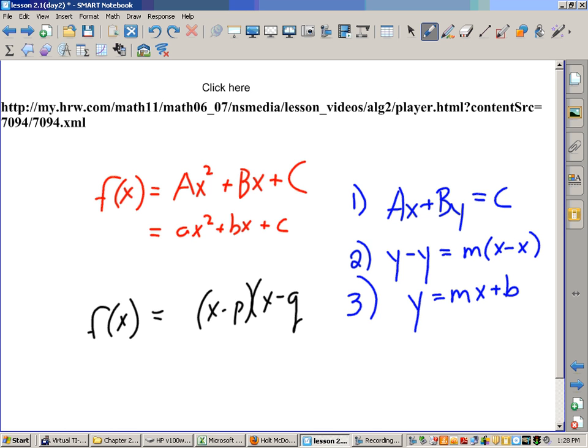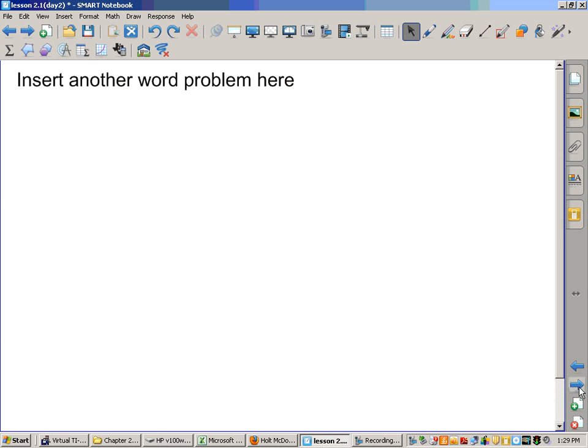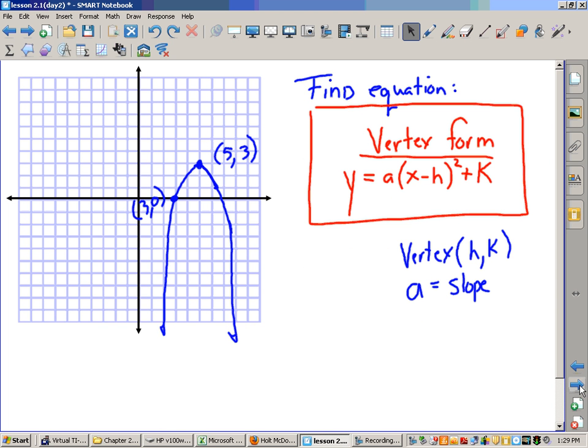You may not have seen it written like this, x minus p, x minus q, but this is called intercept form, and they had an a out in front talking about its compression or stretch factor. And then our last one, so we had standard, we had intercept, and our last one we're going to talk about today is vertex form. We've been doing vertex form, you guys have been writing down the equations of these things in vertex form. In function notation, it looked like this.